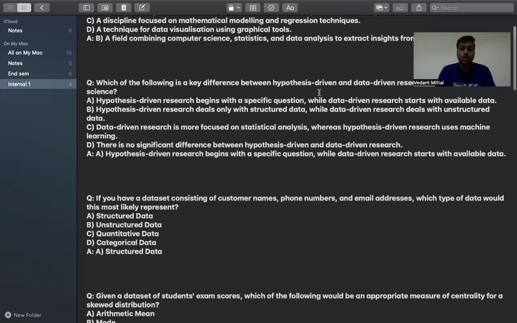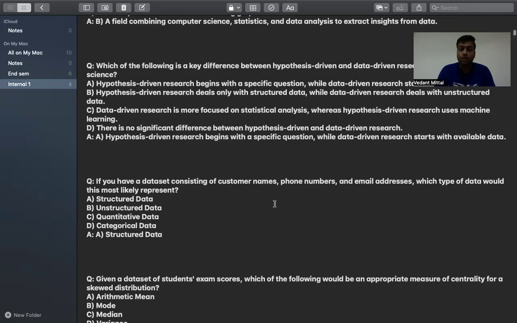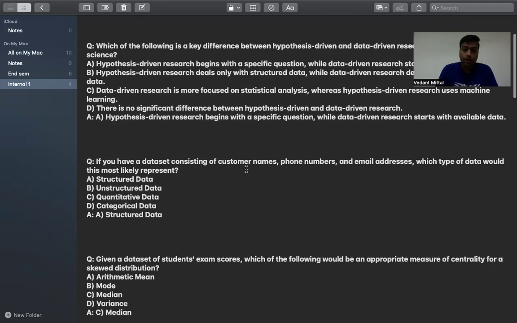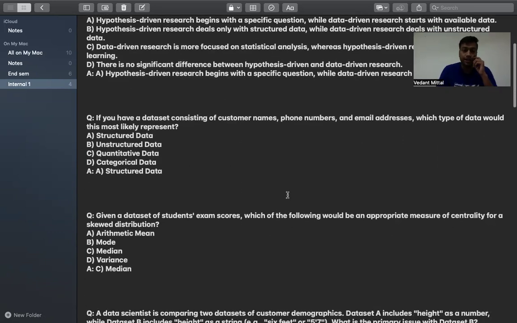So the third question is, if you have a data set consisting of customer names, phone numbers, and email addresses, which type of data would this likely represent? So it is structured data, because in structured data we have data in the form of rows and columns with particular label headings. So here the customer name is a heading, phone number is a heading, email address is a heading.